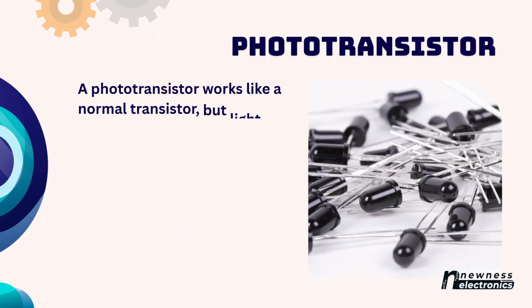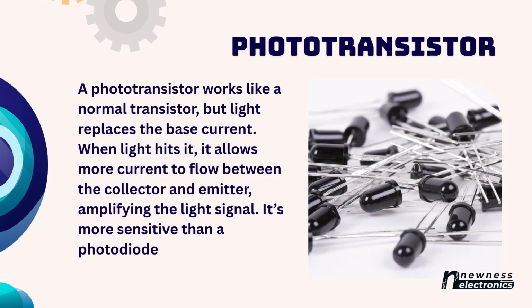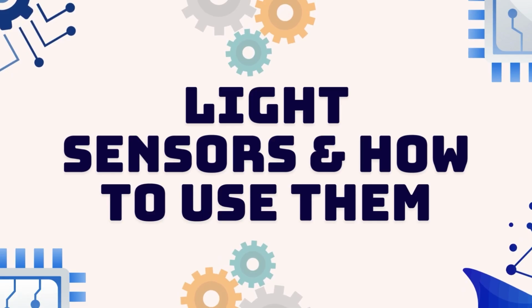Then we have the phototransistor. They are similar. It's just that internally in their circuits, instead of a diode, it is replaced by a transistor. And in this case, the light is serving as the base for that transistor. So a phototransistor works like a normal transistor, but light replaces the base current. When light hits it, it allows more current to flow between the collector and the emitter, to amplify the light signal. So it's more sensitive than a normal photodiode. Those are the different kinds of light sensors that we have.